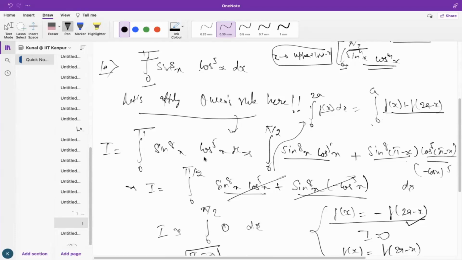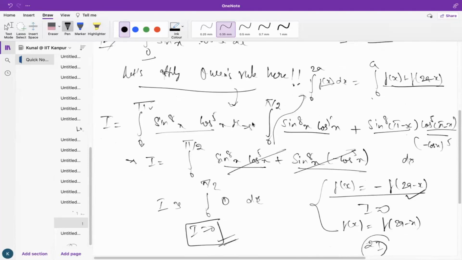What is my first approach? This given integrand is of the form sine to the power m x and cos to the power n x, so I think the Wallis formula is valid here. I have to convert this limit to pi by 2, because in Wallis, the integrand sine to the power m x cos to the power n x is integrated from 0 to pi by 2. So I try to apply Queen's rule here, and in Queen's rule the limit becomes half of the initial limit.